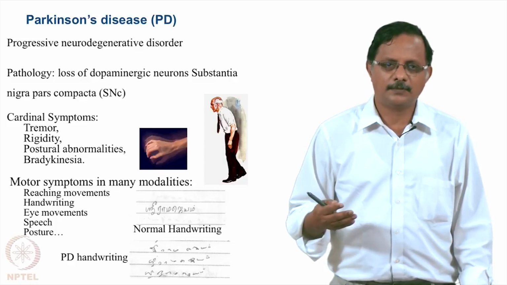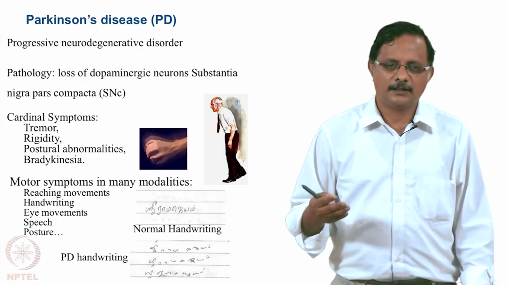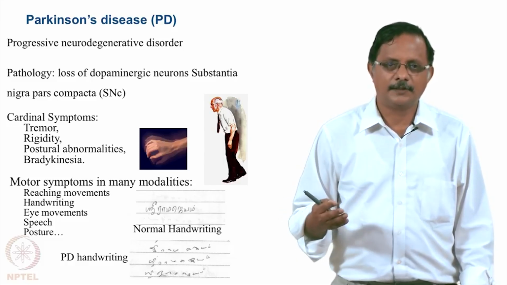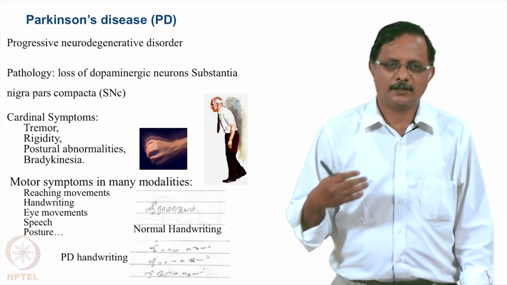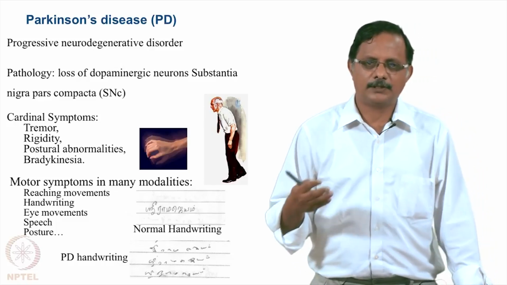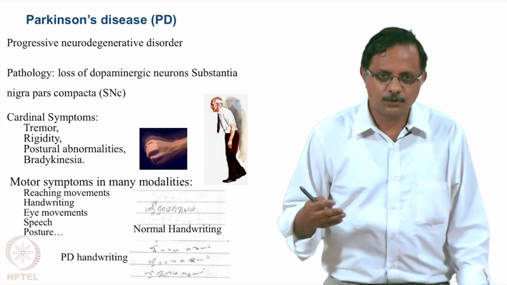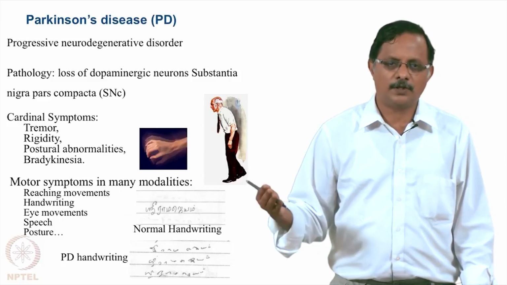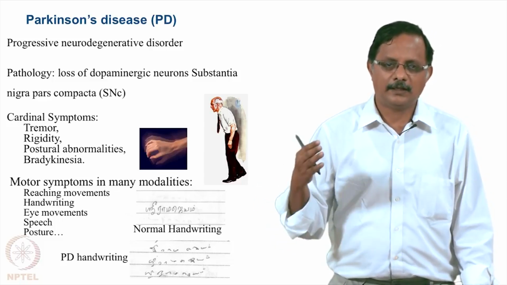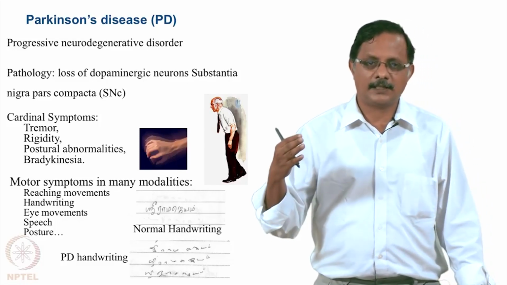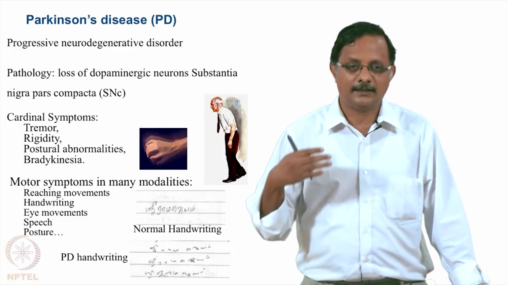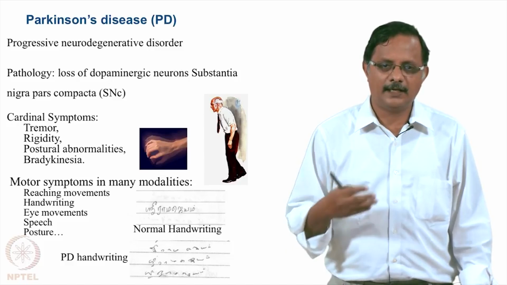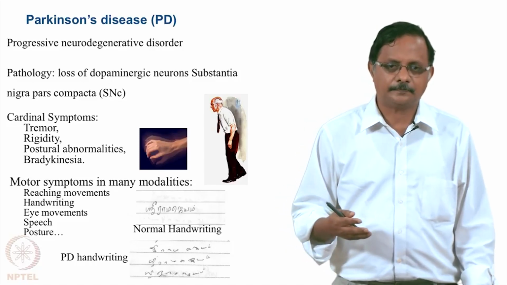So, there are 4 major symptoms called the cardinal symptoms of Parkinson's. They are tremor, this shaking of hands and other extremities. There is rigidity of the joints, then postural abnormalities. Very often you see PD patients walking with a little stoop, that is a postural abnormality. And bradykinesia refers to slowness of movement. So, they move slowly. In fact, this slowness in movement is also sometimes extended to slowness in thought. They think slowly, they react slowly. This is called bradyphrenia. Brady is slow and phrenia is mind.